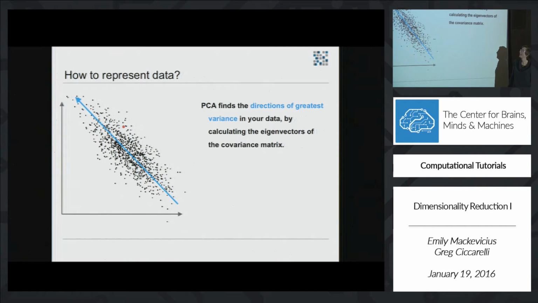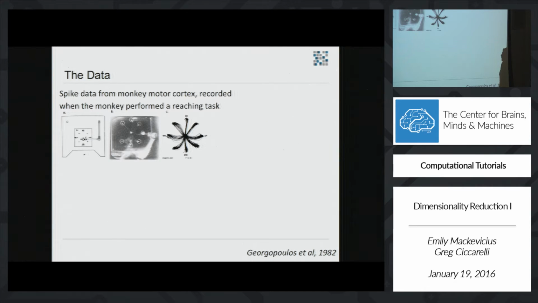So what PCA does specifically is it finds the direction of greatest variance in your data and uses that as your new basis. It does this by calculating the eigenvectors of the covariance matrix. If you saw this data, you would see that this is the direction of greatest variance, and PCA extracts that and rewrites your data in a new way as the projection onto the first few directions of greatest variance.